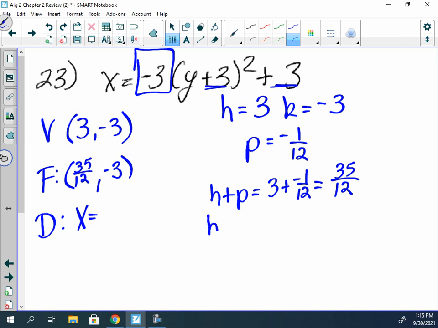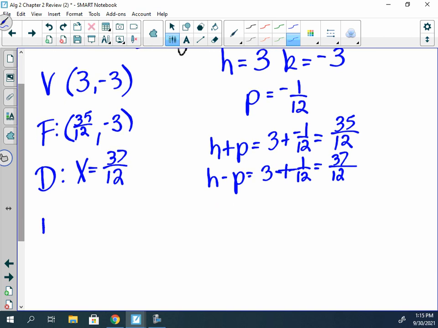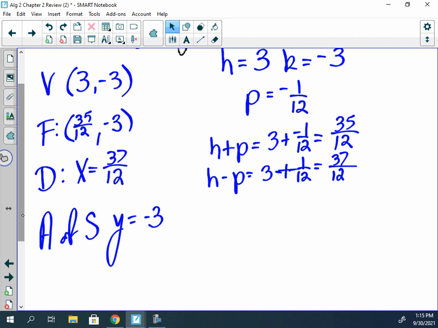Now the directrix would be H minus P, so that'd be 3 minus negative 1/12. Well, the negative and negative would make a plus. So 3 and 1/12, or 37/12. And last but not least, the axis of symmetry would be y equals K, or negative 3. Any other questions on this here?